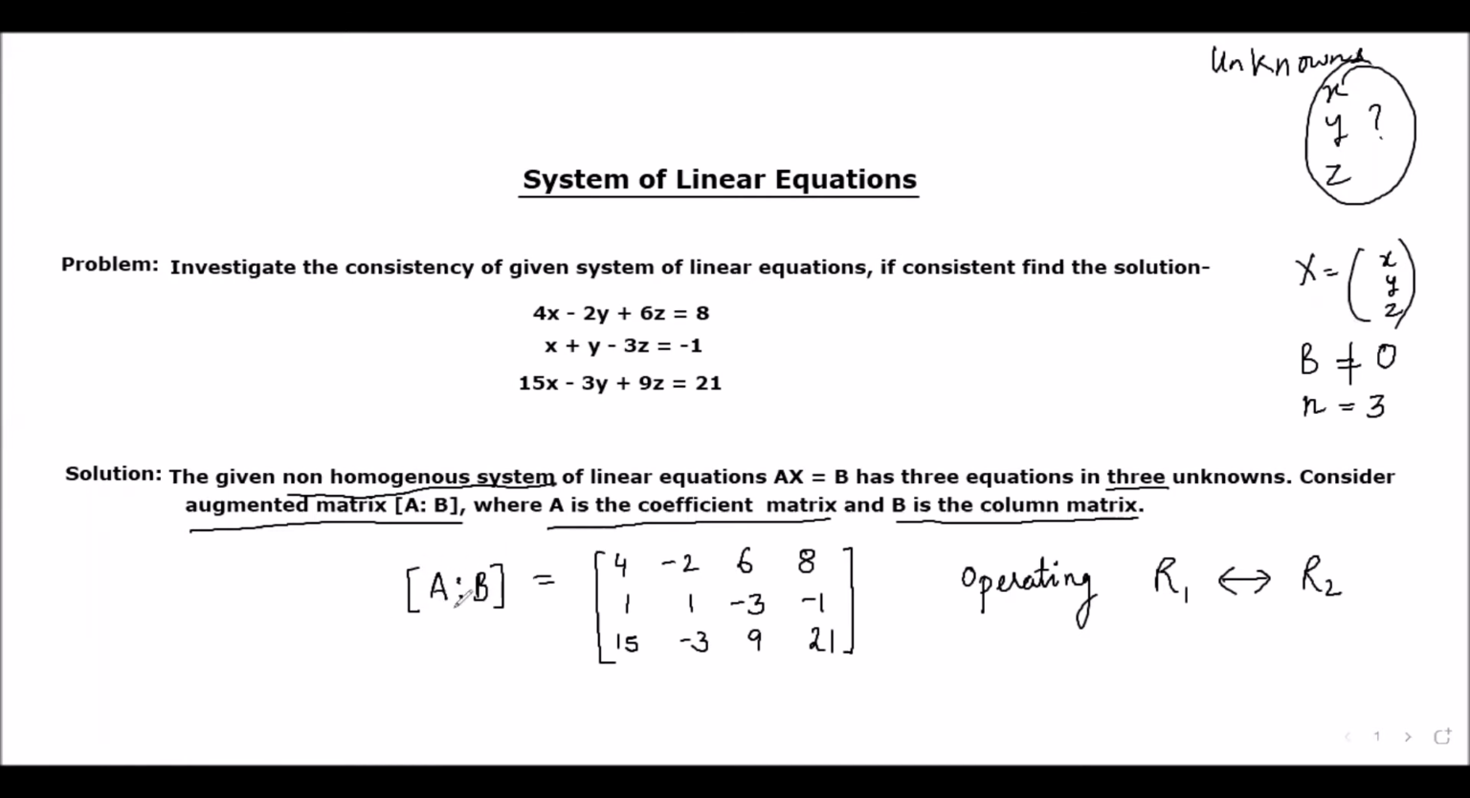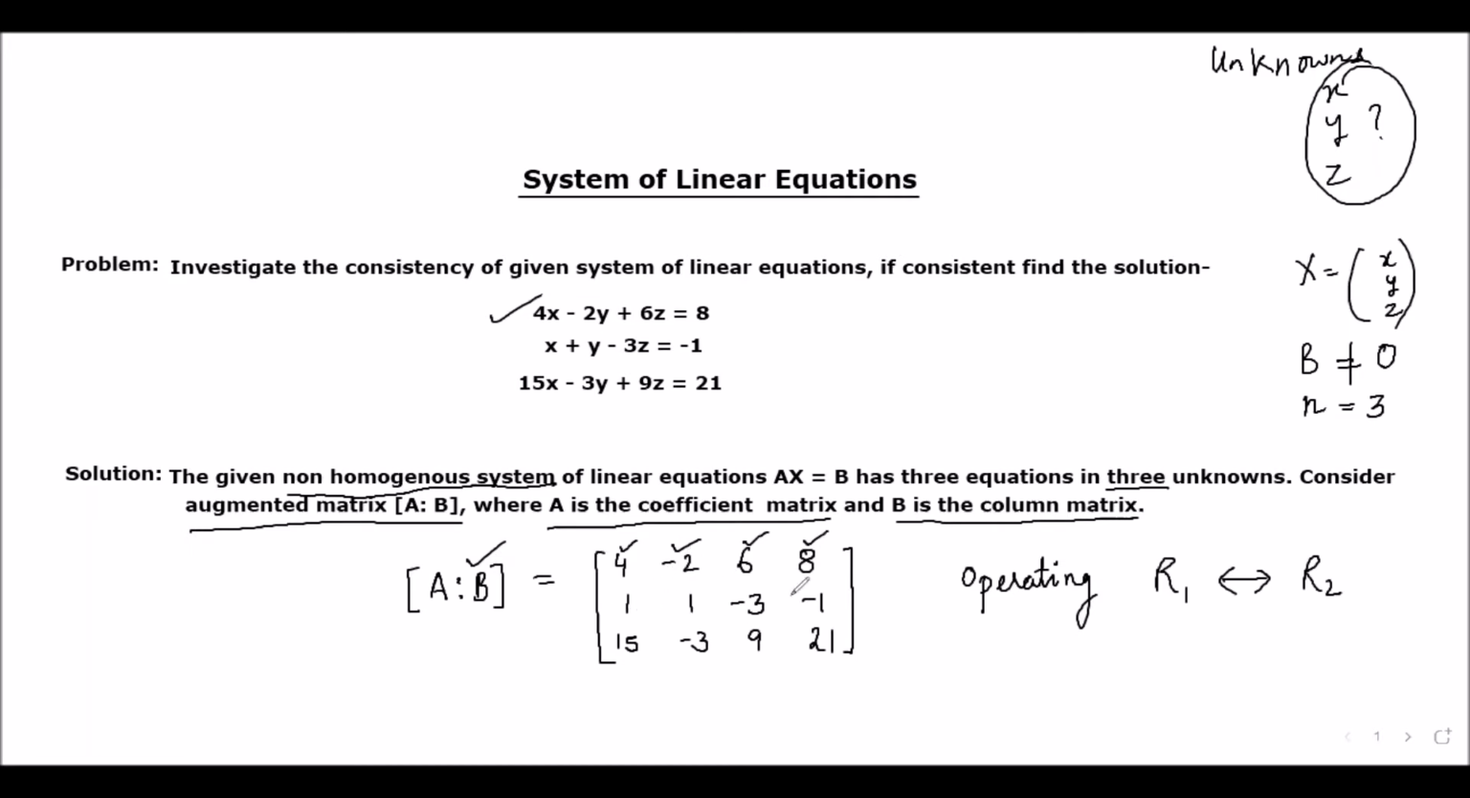So we have written this augmented matrix. How have we written it? The first row we have written from the first equation. In the first equation, the coefficient of x is 4, so here we get 4. The coefficient of y is -2, so here we have -2. The coefficient of z is 6, so here we have 6. And this last column is for B. What is the right hand side of the first equation? It is 8, so here we have 8.